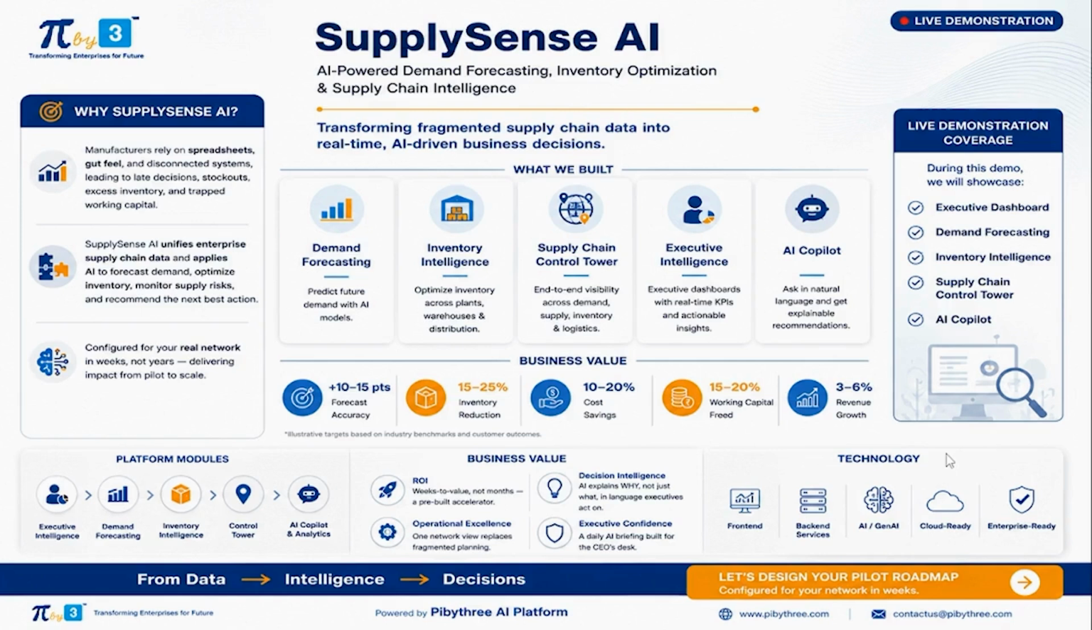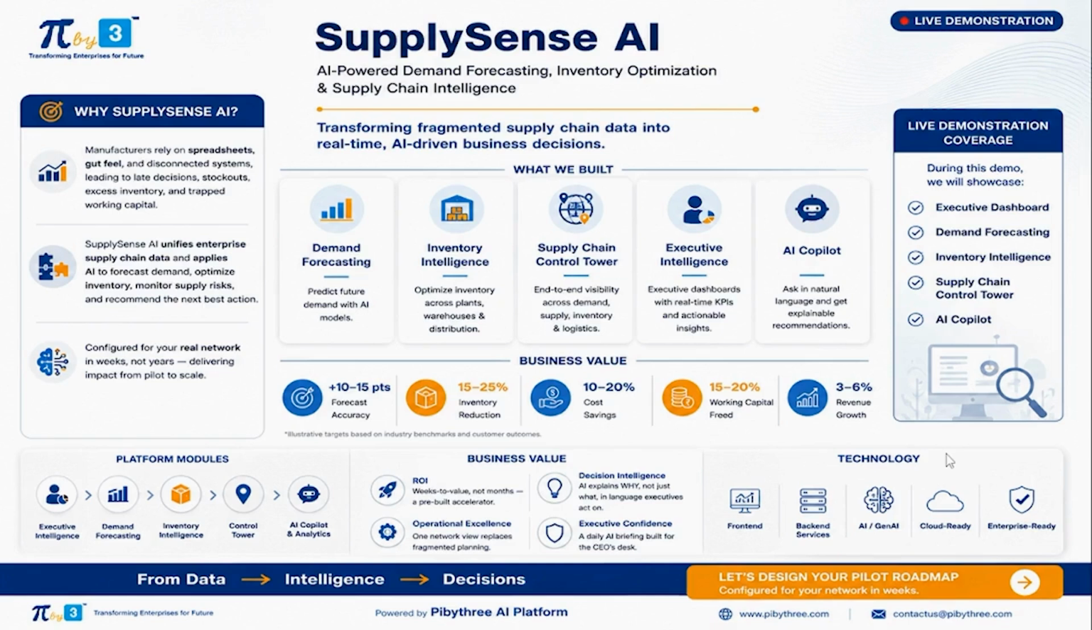Manufacturers today generate massive amounts of operational data across ERP systems, warehouses, plants, distributors, and procurement functions. However, planning decisions are still largely driven by historical reports, spreadsheets, and manual analysis. The result is delayed demand visibility, excess inventory, stockouts, and working capital locked across the supply chain.